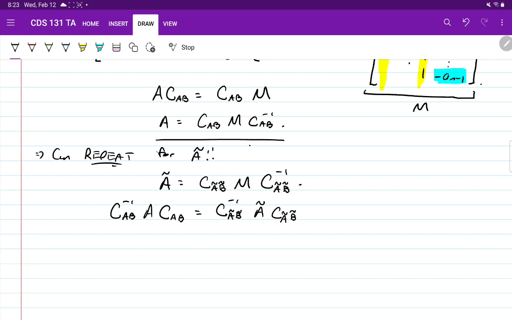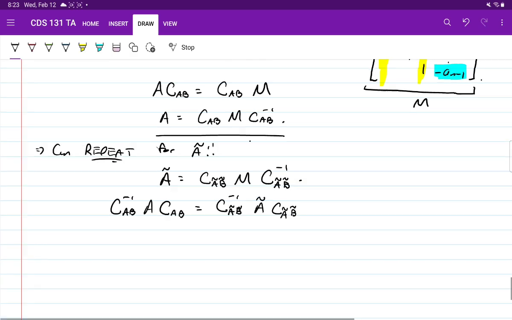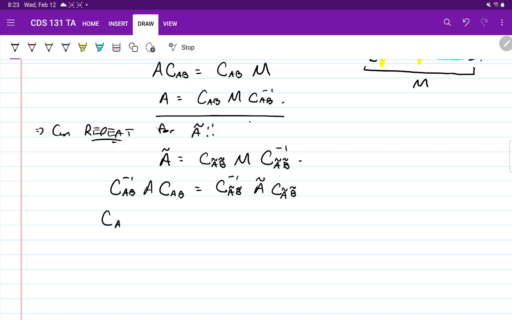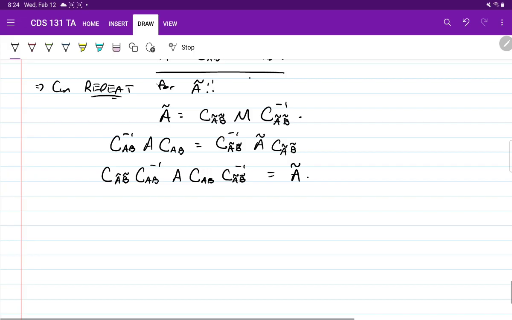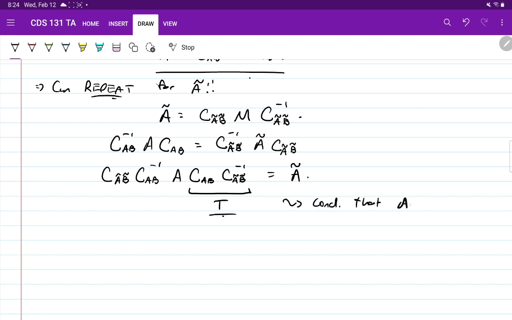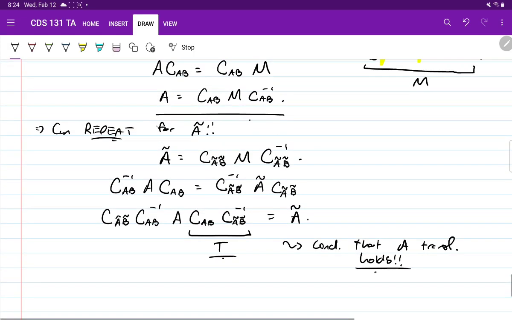If we want to work out this T such that T inverse A T is equal to A tilde, we can just pull these transformations from one side over to the other. What we'll find is that C_A tilde B tilde times C_AB inverse times A times C_AB times C_A tilde B tilde inverse is equal to A tilde. So we define our transformation T as this term, and then we conclude that the A transformation holds. And when we're controllable, we can, in fact, get this transformation.